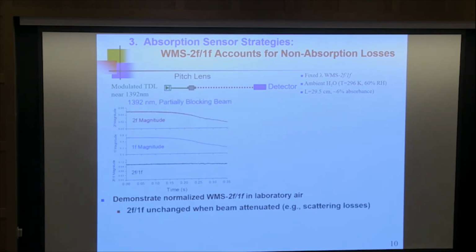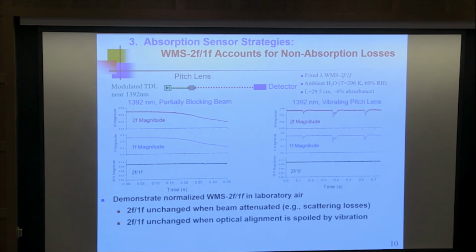And now you can do things like, well, what if you block the beam a little bit with a razor blade? What happens to the 2F signal, 1F signal? The ratio stays constant. But this concept of if you have losses due to particles or dirty windows or vibration, if you take the 2F over the 1F, you remove that problem. And that's a powerful idea. So it works when the beam is attenuated due to scattering losses.